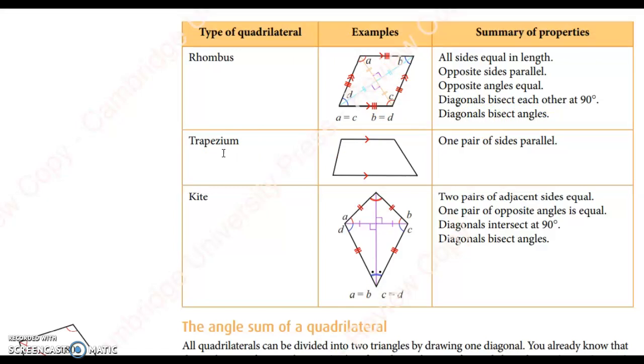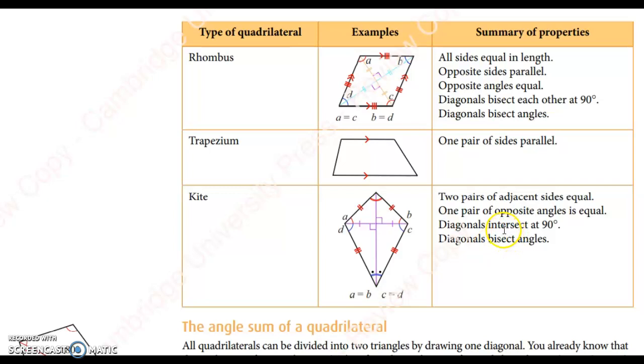Okay, next about the trapezium. The trapezium has only one pair of sides parallel. So the top side and the bottom side are parallel. And then the kite. The kite has 2 pairs of adjacent sides equal. So this side is adjacent to this side, and they are equal. And then another pair is this side and the side adjacent to it, which are equal.